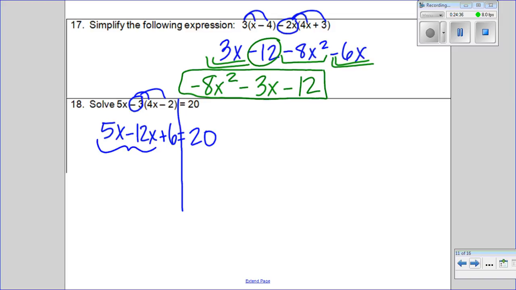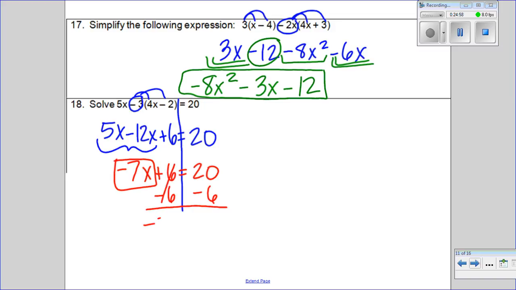Now I can combine these. These are my like terms. This is going to become 5 minus 12 is negative 7x plus 6 equals 20. Now I'm back to a two-step equation solving for x. So I'm trying to get this by itself. I move away 6. I have to subtract it so that it'll cancel out.